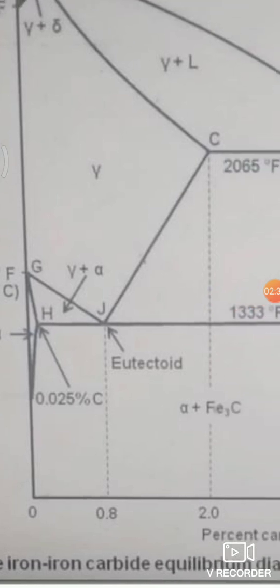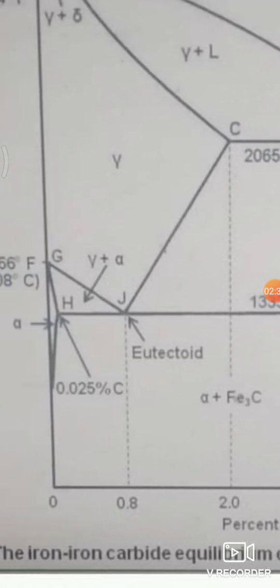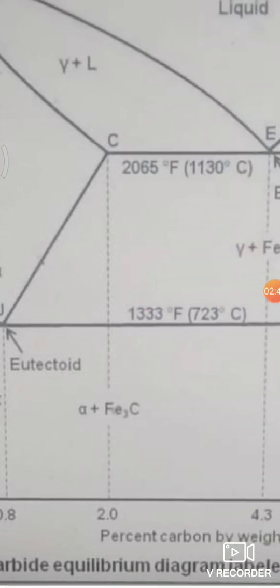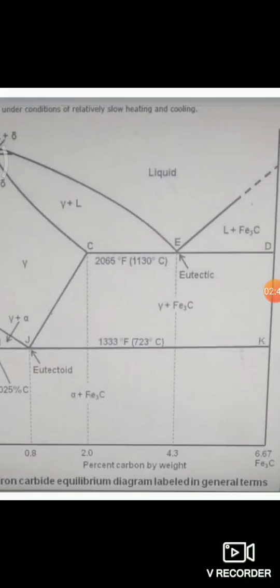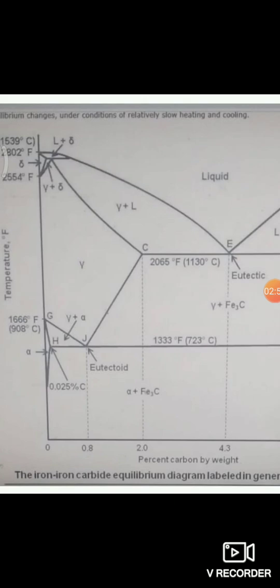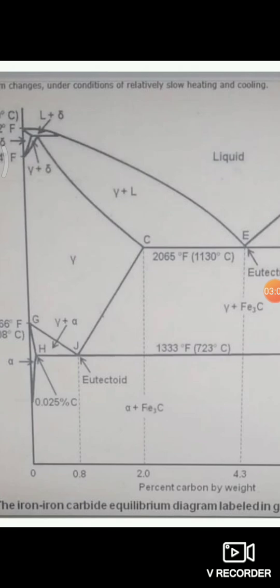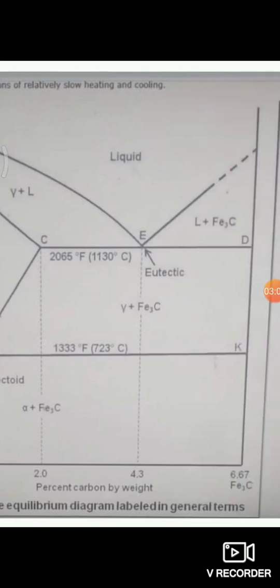Up to this 723 degrees Celsius, at a higher percentage of carbon, from 2% onwards up to 6.67%, as you can see in this diagram, that is the alpha ferrite phase plus Fe3C. When the carbon percentage increases from 2 onwards, that is the cementite phase, or Fe3C phase. That is one of the hardest structures of iron at temperatures up to 723 degrees Celsius.